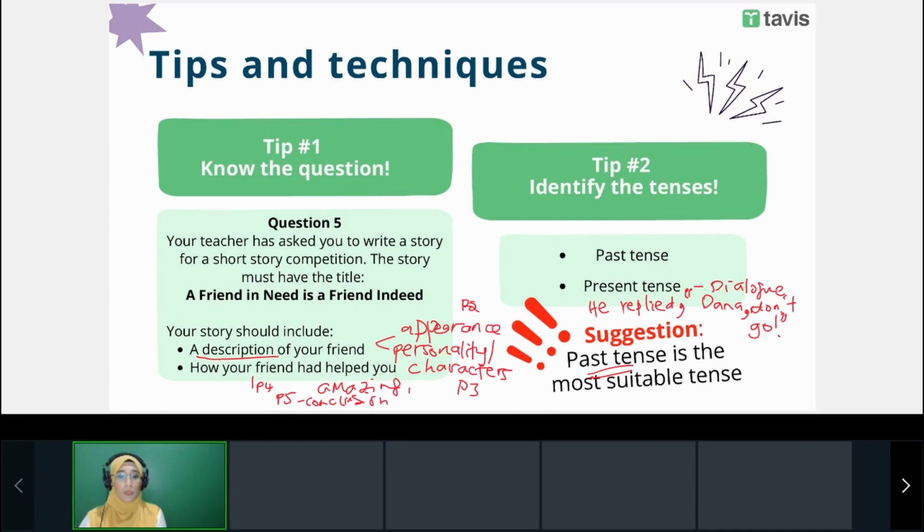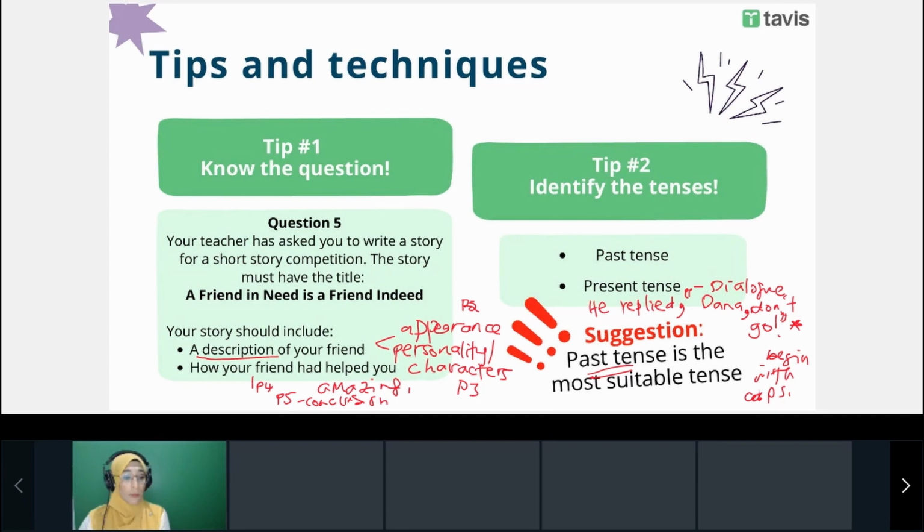So he replied, Dana, don't go. So a dialogue. You can have something like this too. But make sure you begin with a capital letter here, if you have another sentence attached. So begin with caps.